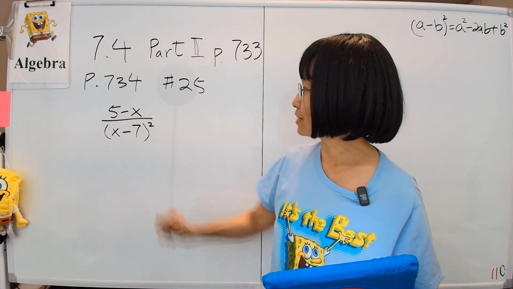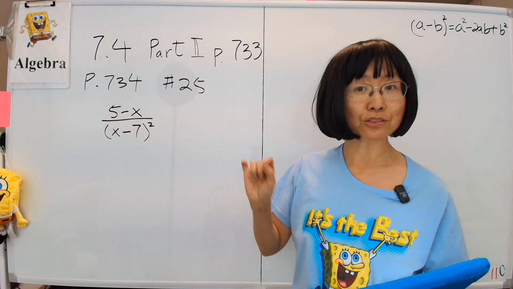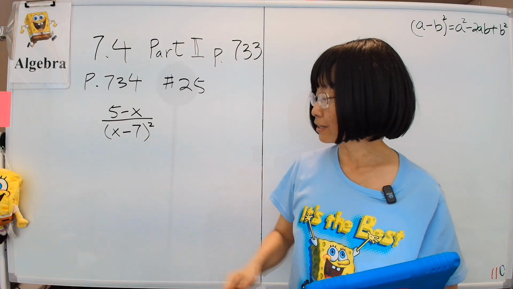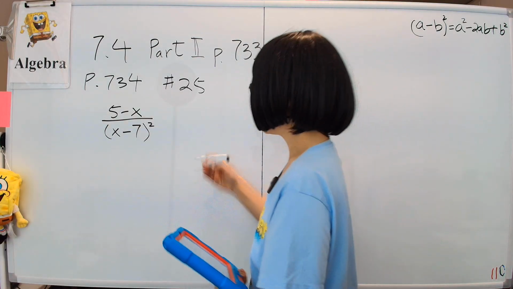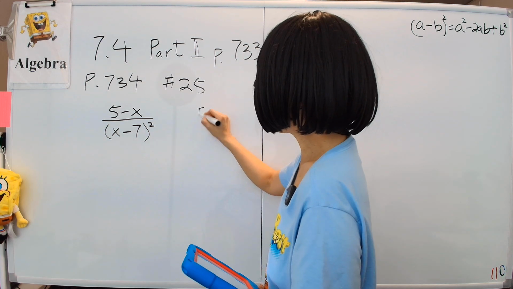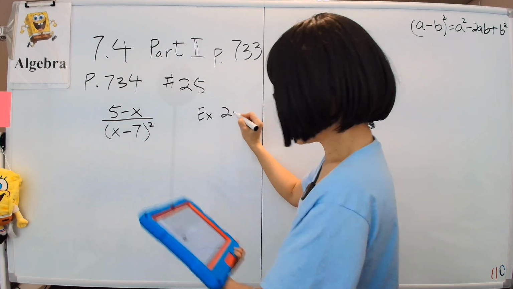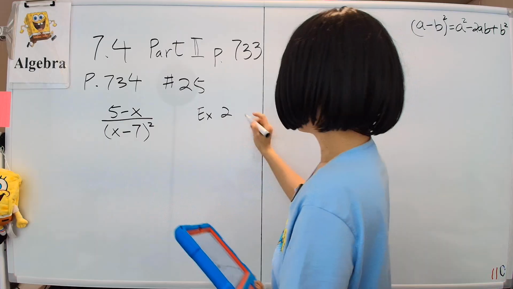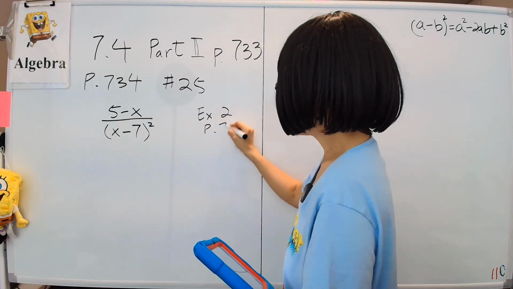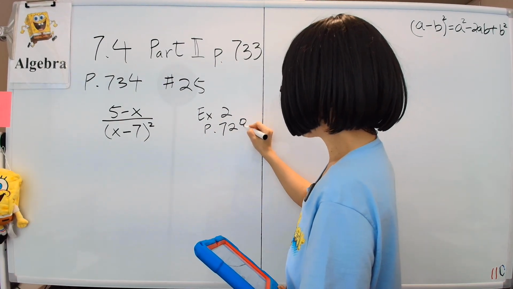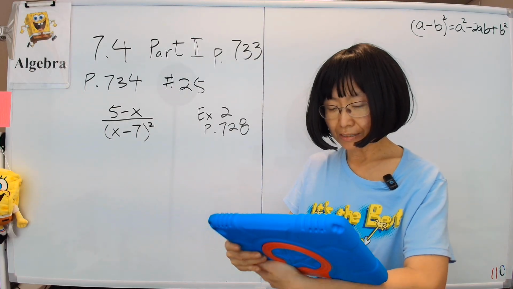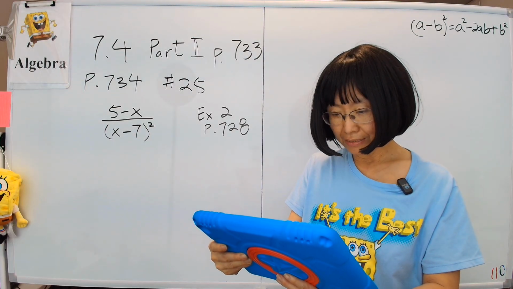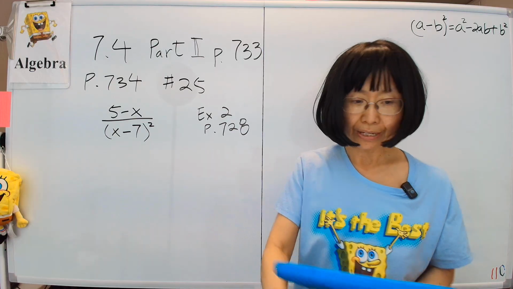We have 5 minus x over x minus 7 squared. Now there's a squared here, and that matters. How are we going to handle the squared? For this, please refer to example 2, which is on page 728. So we are going to copy exactly what they do on page 728.